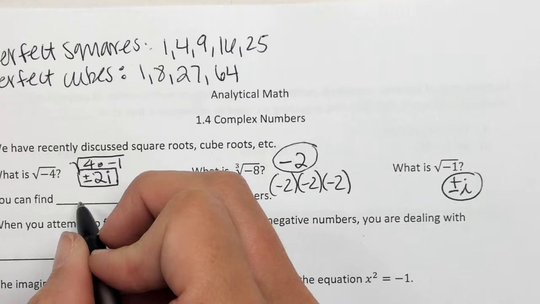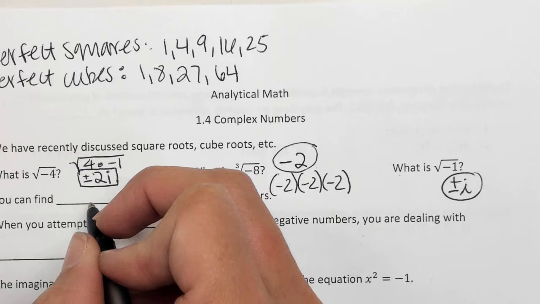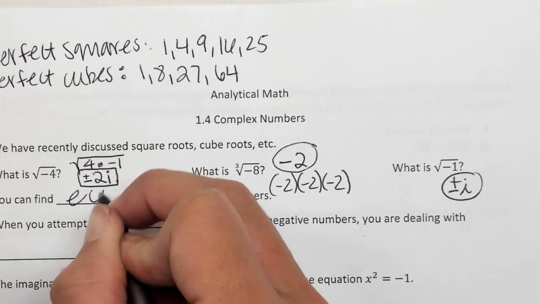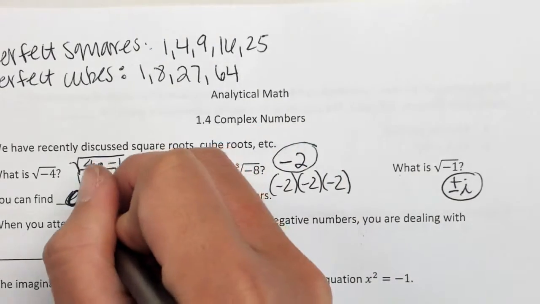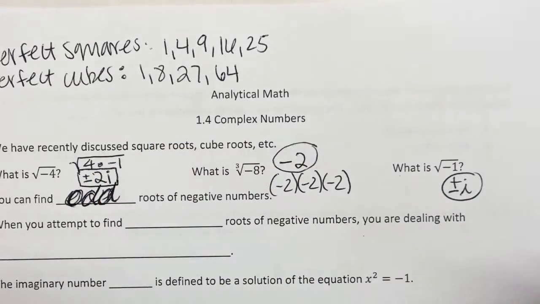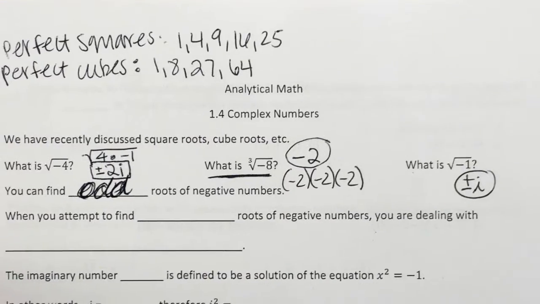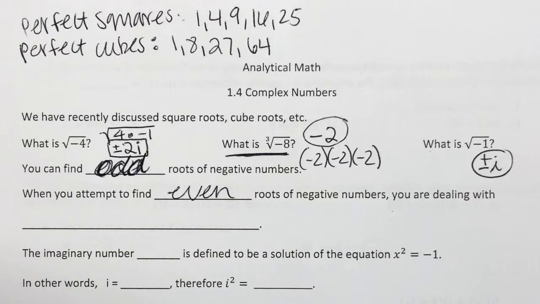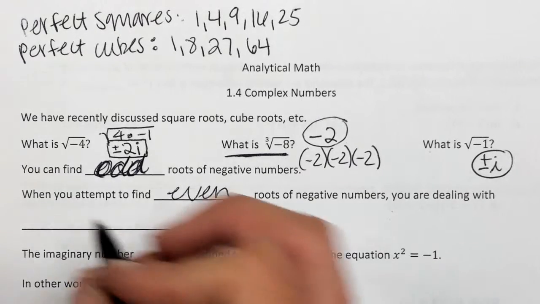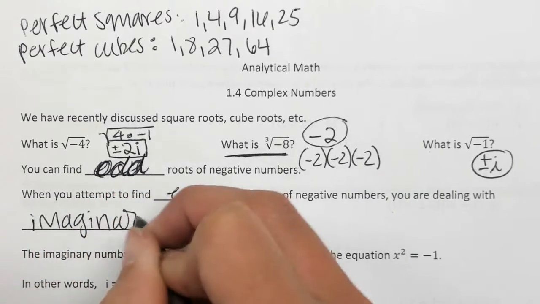Alright. So you can find blank roots of negative numbers. Anybody know what that's going to be? Square roots, or what about fourth roots? Or 6th roots, or 8th roots? Even, very good. Excuse me, that's supposed to be, you can find odd roots of negative numbers, just like we did in this one. And you can attempt to find even roots of negative numbers, but if you do that, you're dealing with what kind of numbers? Imaginary. Very good.